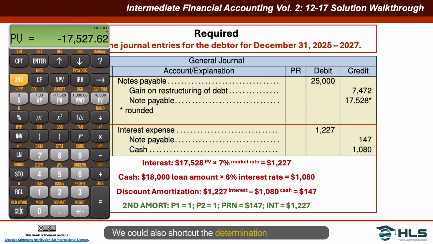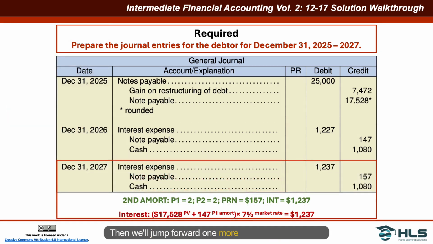We could also shortcut the determination of the interest and principal amortization by using the amortization function of the calculator. So press the second function button and then PV, above which you see the word amort. When you see P1, type 1 and press enter. Press the down arrow. When you see P2, type 1 and press enter, because we want to see what the results are relating to the first payment. Scroll down, you'll see the new balance on the note. Scroll down again, you'll see PRN equals 147. And scroll down again, INT is 1,227. So you can save yourself a lot of time using the amortization feature of your calculator instead of calculating the interest manually, but it's always good to confirm that you understand how it's calculated.